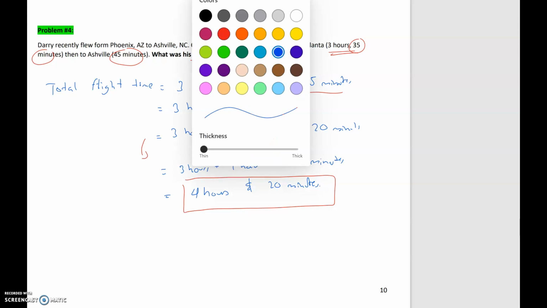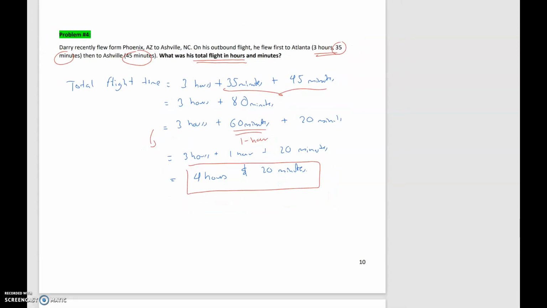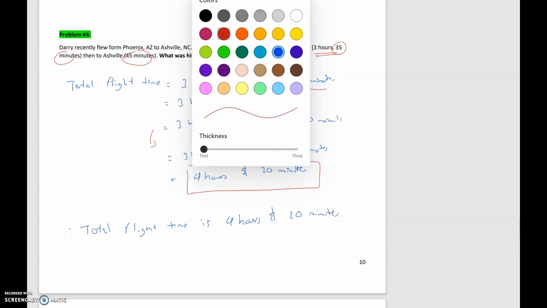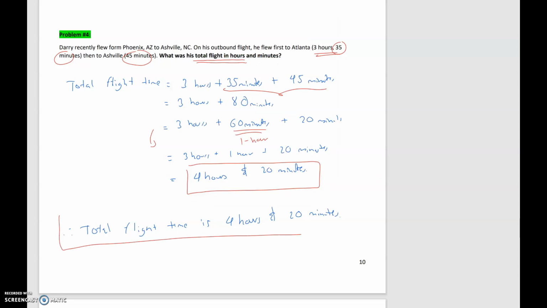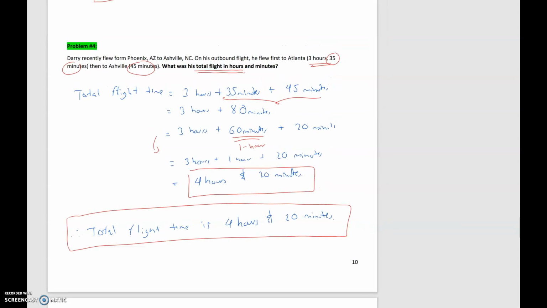And let me just write it out that the total flight time is 4 hours and 20 minutes. Okay, that's actually it for this one.